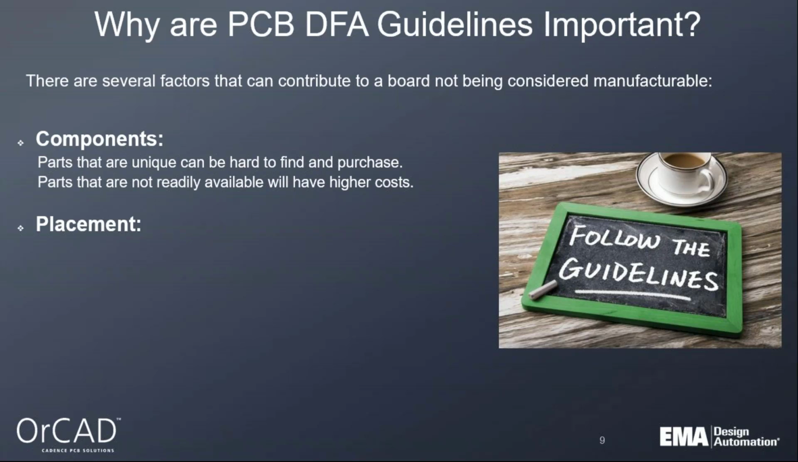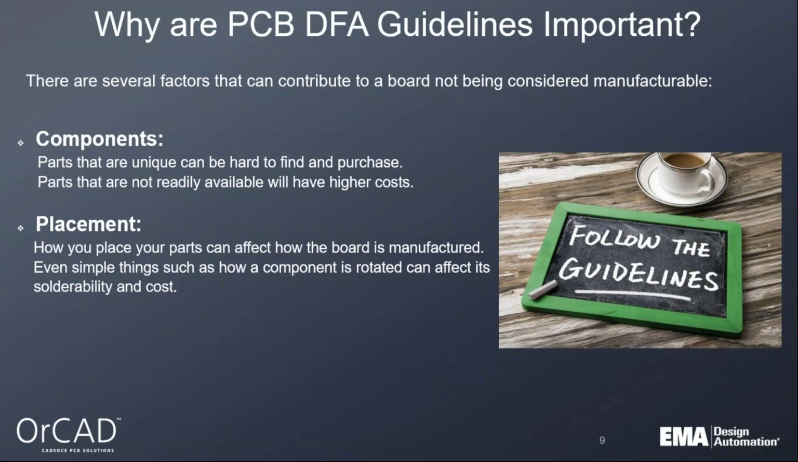Placement is very important as well. Placing your parts can affect how the board is manufactured. So being able to place your components in the right locations, maybe not putting them so tightly gathered around each other, worrying about small components that are up against tall components so we don't have overshadowing. And even things like rotating can affect the solderability and the cost of your components.